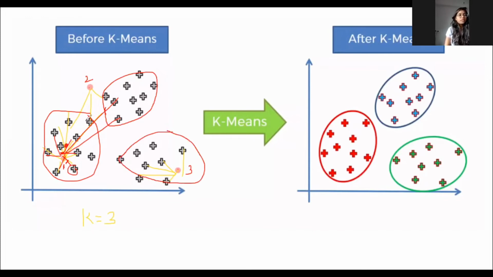Okay, so these are our 3 clusters that have been formed with the help of the K-means clustering algorithm. Now the question comes: how to select the exact or correct value of K? For that, we have a new algorithm which is called the elbow method. Okay, so let's see what the elbow method is.